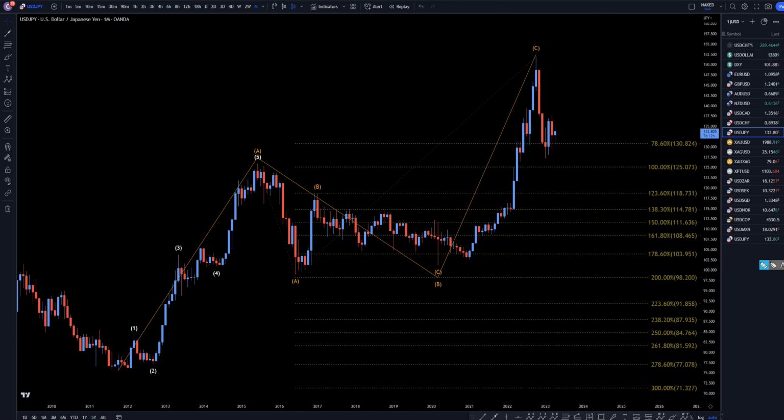Today is Friday, April 21st, and I'm going to be analyzing the US dollar yen, starting on the monthly, working my way down to the 1 hour time frame.